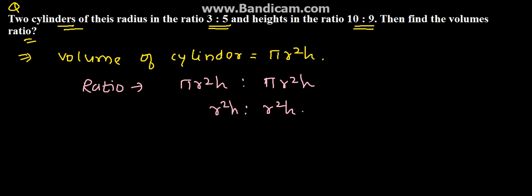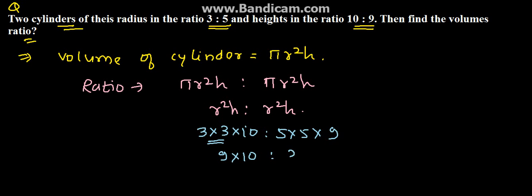So in the first case r is 3, so 3 into 3, and h is 10. And in the second case it is 5 into 5 and h is 9. So this becomes 9 into 10 is to 225, that is 90 is to 225, which is equal to 2 is to 5.